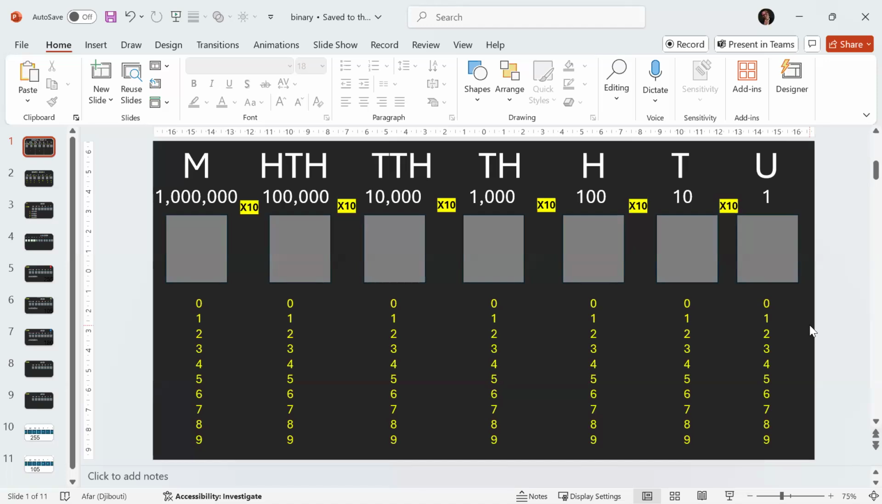You now have 10. 10 multiplied by 10, you have 100. 100 multiplied by 10, you have 1,000. 1,000 multiplied by 10, you have 10,000, and so on and so forth. That is how this thing grew, and that is the understanding of base 10, right?